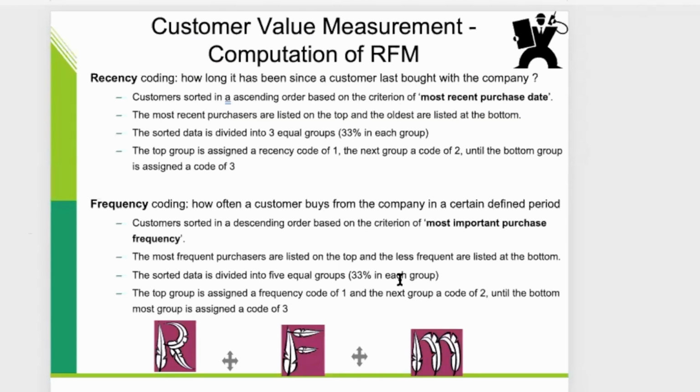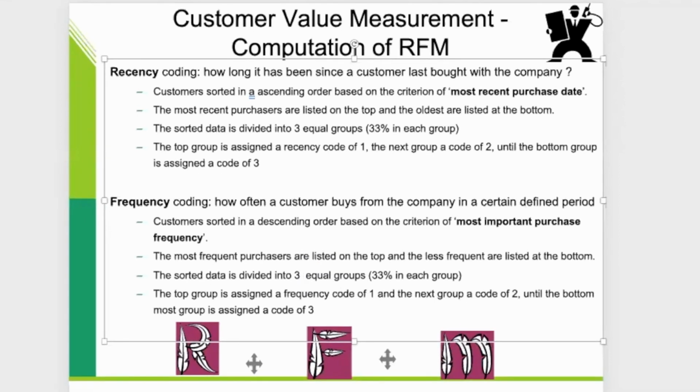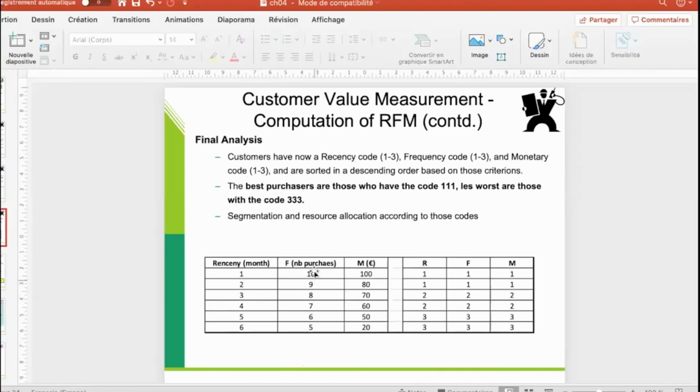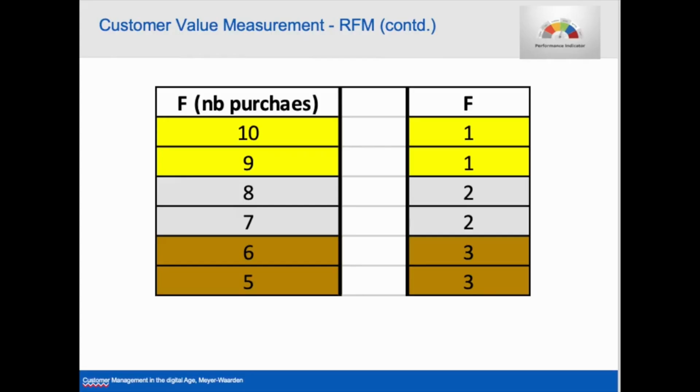Again, you will divide them into 3 different groups and will assign a score between 1 and 3 according to the quality. Again, in my example, you have 2 customers who buy very frequently, 10 and 9 times. Then you have some who bought 8, 7 times, and some who bought less, 6 and 5 times. I have ranked them in descending order. So I have the most frequent customers in the upper part of the database and the least frequent customers in the lower part of the database. And I assign, again, a score, 1 for the most frequent customers, 2 for the medium frequent customers, and 3 for the least frequent customers.